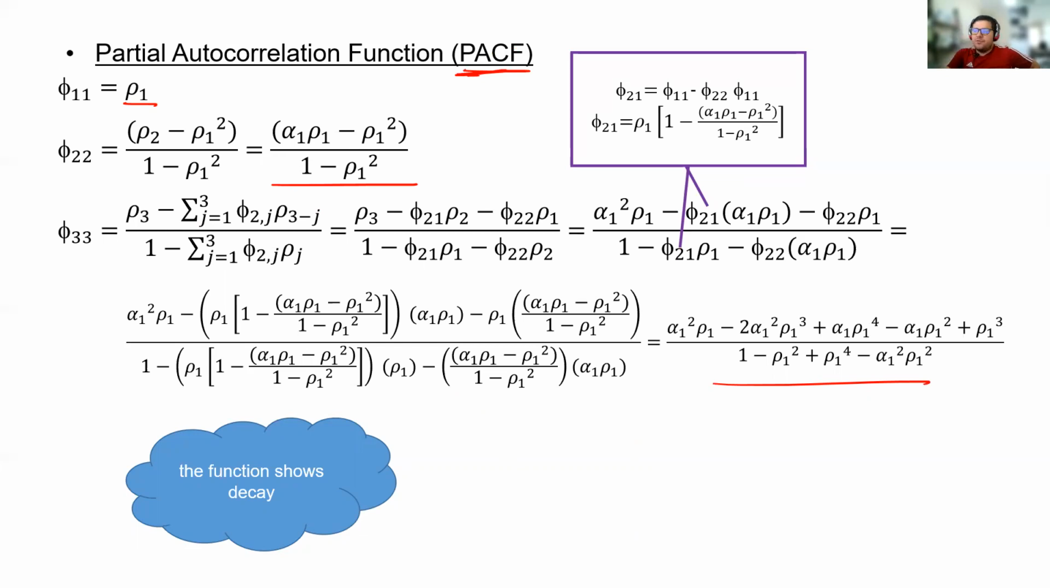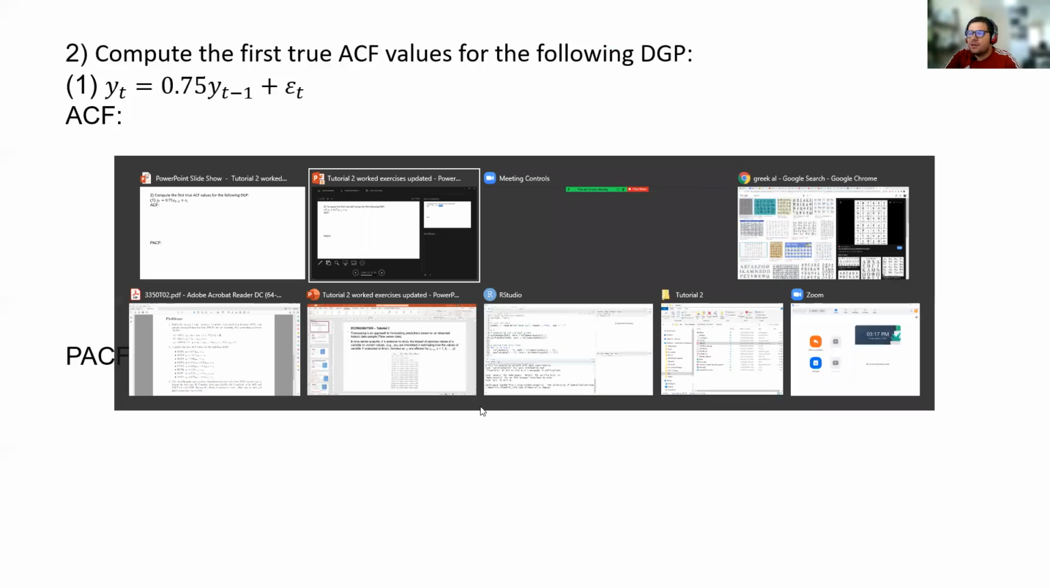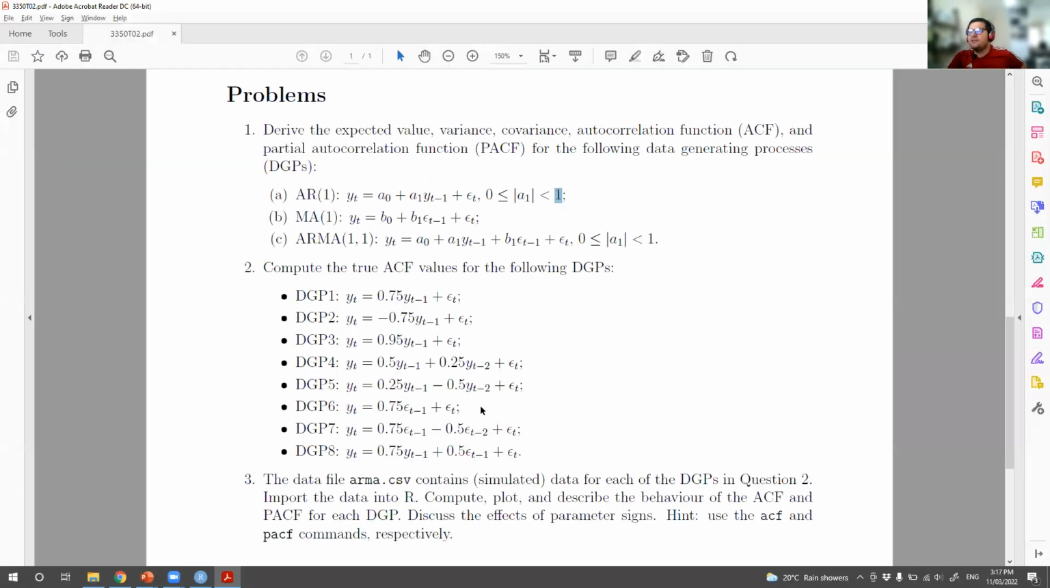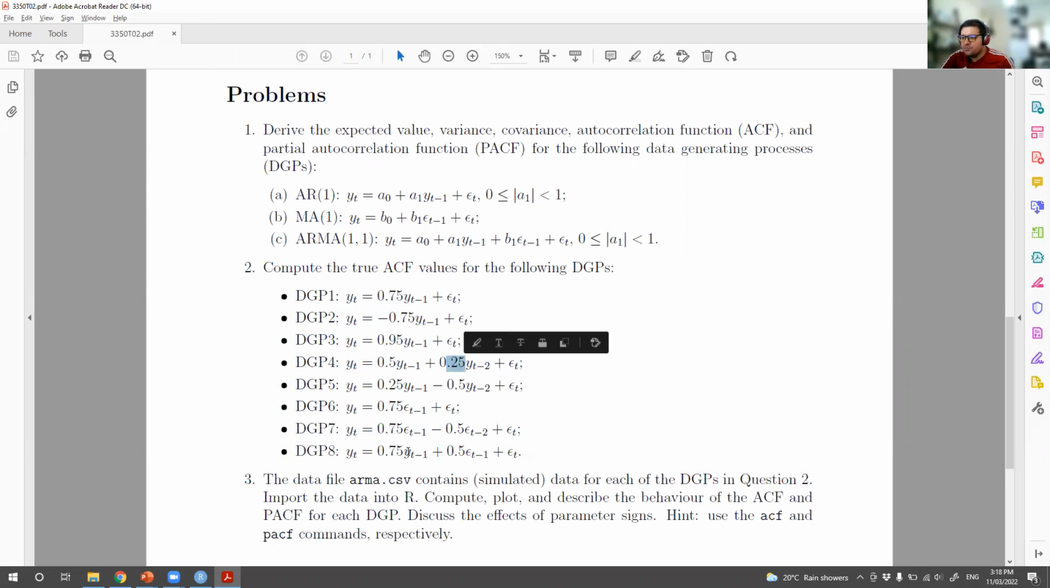All right, let's move on to the next question. But let me put the questionnaire up for a second. Now for this point, we're given 8 different data generating processes, so just different values for alpha 1, alpha 2, beta 1, beta 2, and so on. So we're going to see what the values of the autocorrelation function will be.